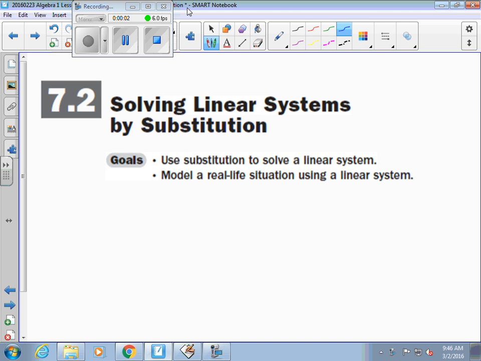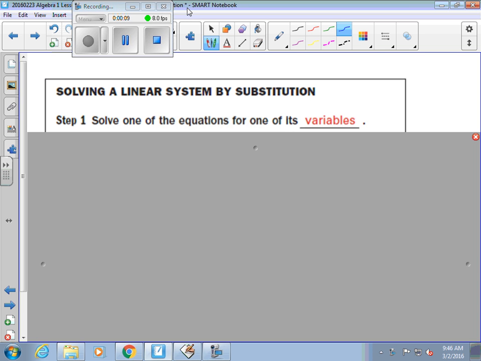This is Algebra 1, Lesson 7.2, solving linear systems using substitution. The first box on our sheets tells us the steps on how to solve them.